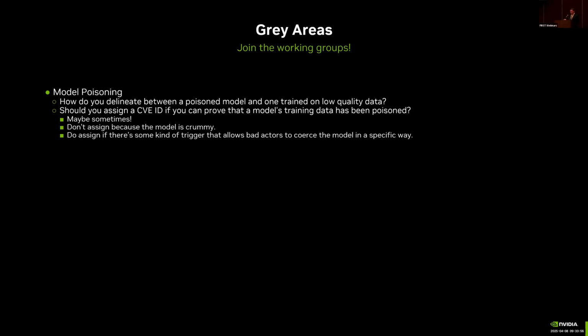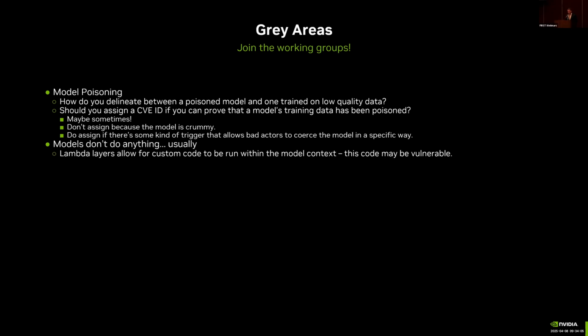That makes sense. The other thing is, I've said a lot, models don't do anything. And that's usually true. There is something called a lambda layer. Lambda layers allow for the execution of custom code to run within the model context, and this code may be vulnerable. In this case, it does make sense to assign a vulnerability to the model instead of the system because there is code hidden inside the model.